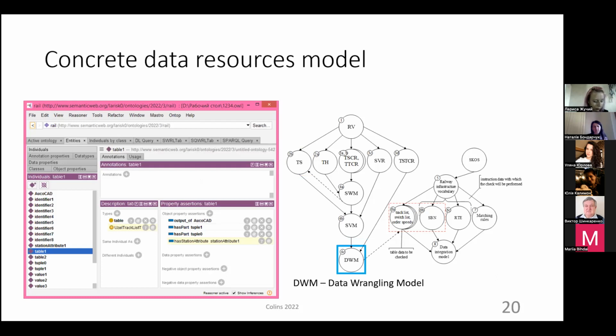Data wrangling scripts are got in the annotation for classes. The data wrangling model ontology of the concrete resources model is presented in the diagram for the procedure for forming modular railway infrastructure ontology.